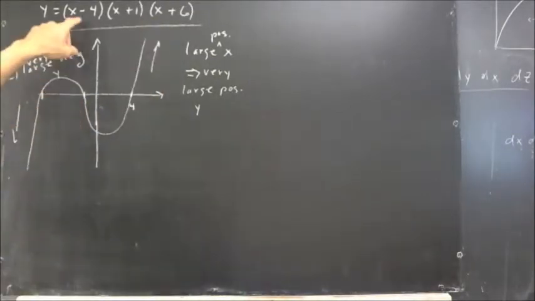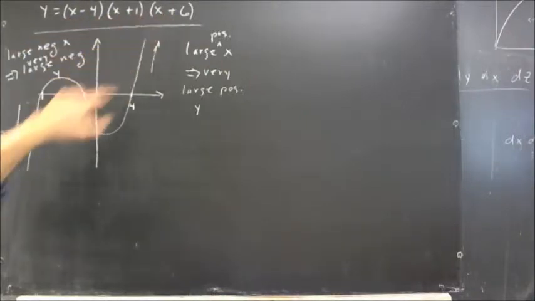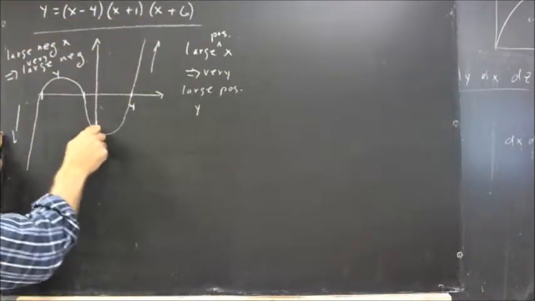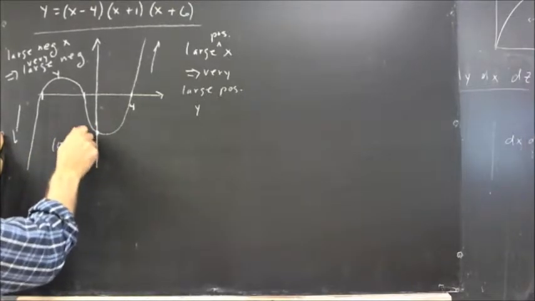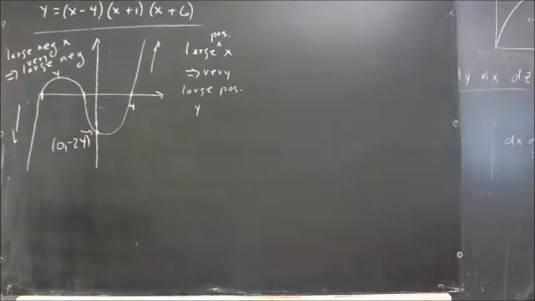The y-intercept is going to be what? Negative 4 times 1 times 6 is negative 24. So just to put a scale on the y-axis, we'll label the y-intercept (0, negative 24).